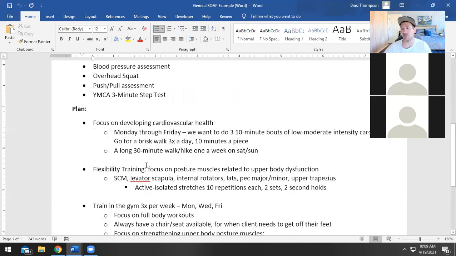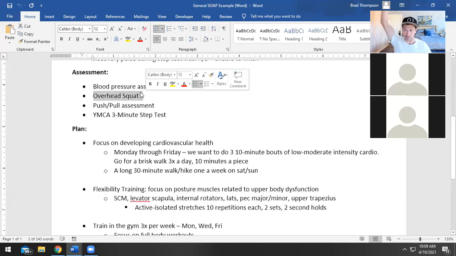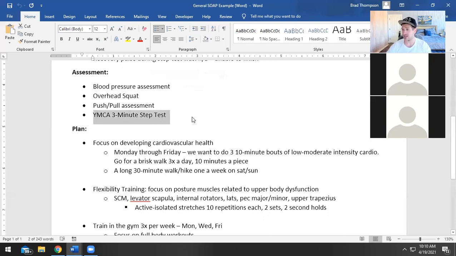So the assessments that are very relevant for this client: blood pressure assessment is going to be huge. Overhead squat, so we can keep an eye on that arm posture as they pull the arm up overhead. And the pushing and pulling assessment, right? We're going to look at how they push. Are they elevating like I am right now, or do they keep their shoulders depressed when they push the way they should? And let's get to that YMCA step test. Let's see if we can look for improvements there.